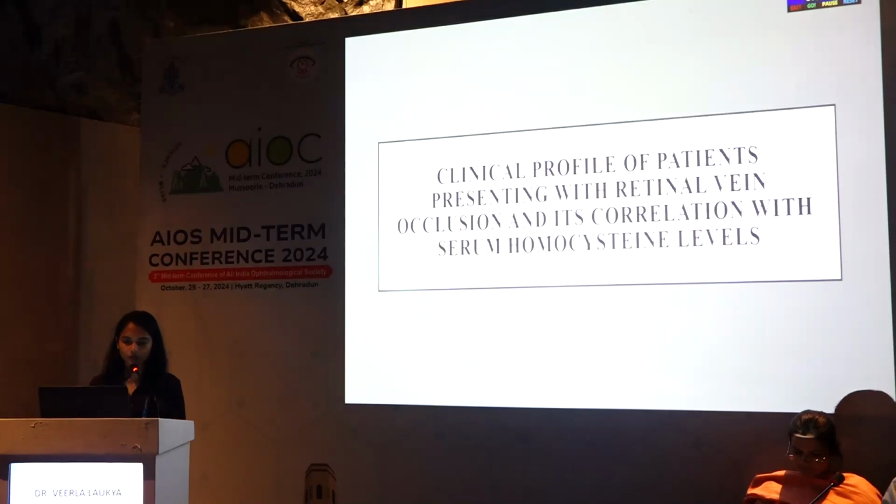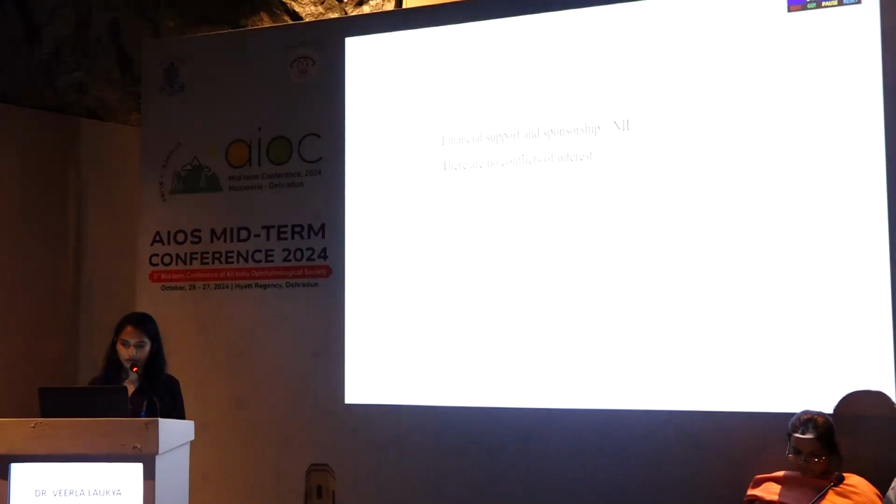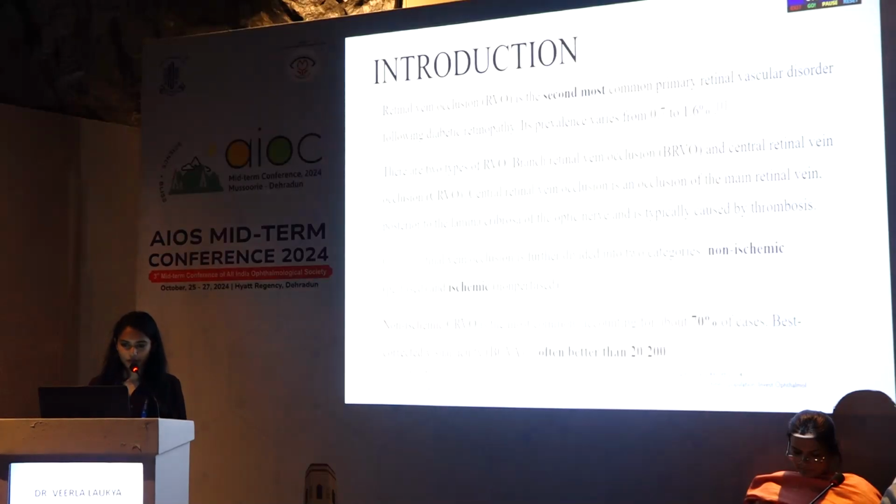I am here to present on the topic: clinical profile of patients presenting with retinal vein occlusion and its correlation with serum homocysteine levels. There is no financial support or sponsorship. Retinal vein occlusion is the second most common primary retinal vascular disorder following diabetic retinopathy. Its prevalence varies from 0.7 to 1.6%.